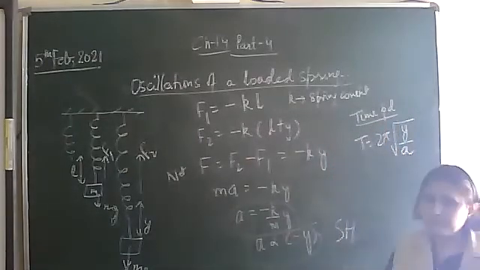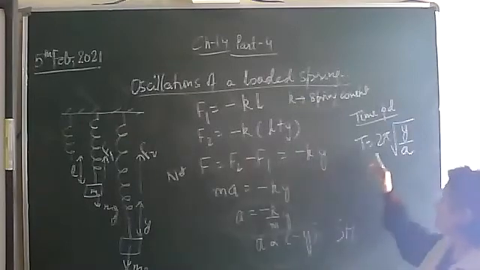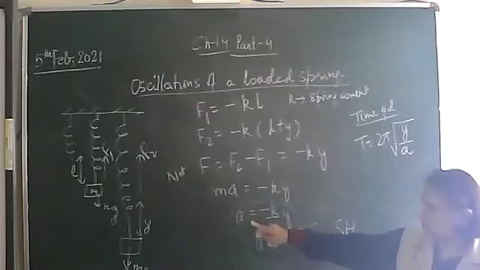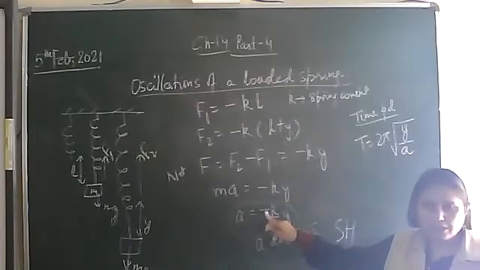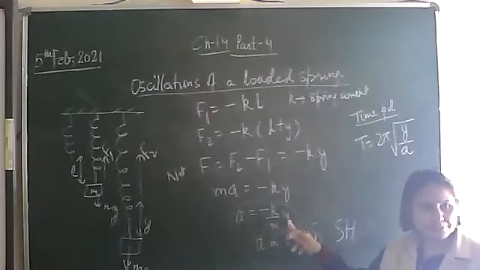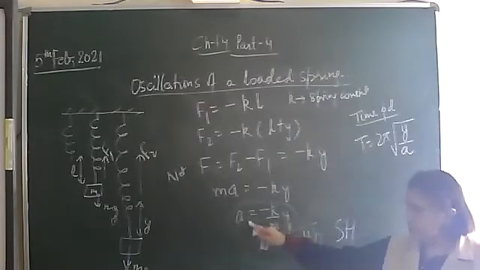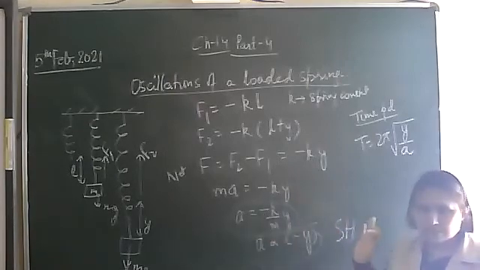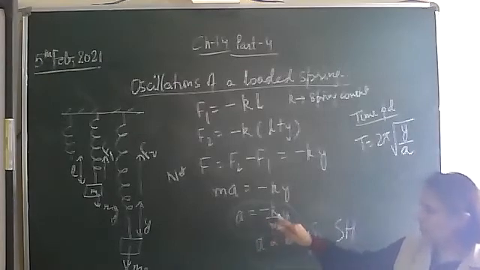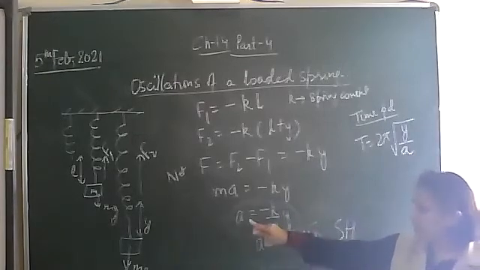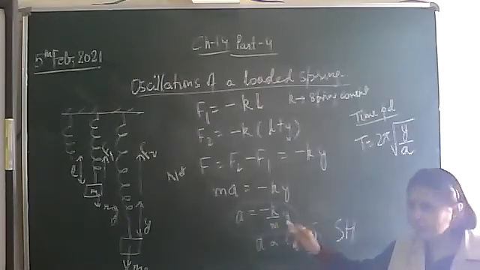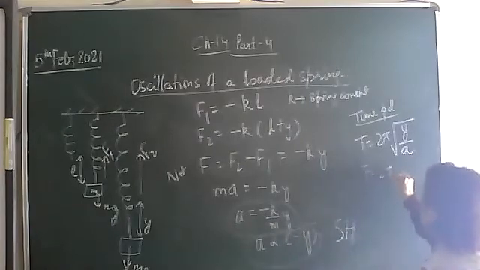Okay, now let's find out the time period. Time period we know is equal to 2 pi under root displacement upon acceleration. So what is the magnitude of acceleration? This negative sign is only to show that acceleration and displacement are in opposite directions. Acceleration is towards the mean position, displacement is away from the mean position. So what is the magnitude of acceleration? K by m into y. Displacement upon acceleration is m upon k. So T is equal to 2 pi under root m upon k.